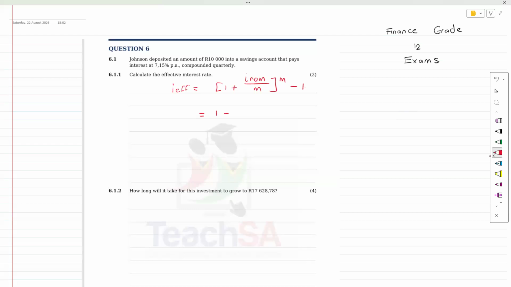If we substitute, this is 1 plus, guys, remember the interest would be 0,0715 all over, this was compounded quarterly, so that's 4, to the power of 4, minus 1. If we deal with this, it is 1 plus 0,0715 over 4, to the power of 4, minus 1.